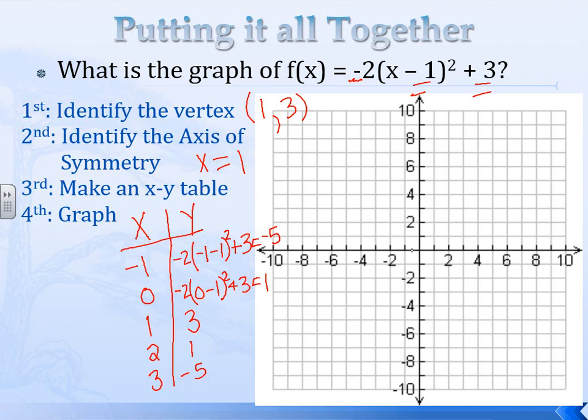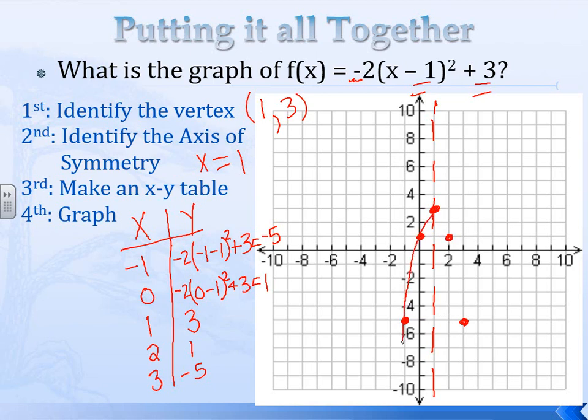Now let's graph. Again, we're going to start with our vertex, so we're going to go to the right 1 and up 3. Through our vertex, we're going to put our axis of symmetry. Now let's graph the other numbers in our table. First one is going to be negative 1, negative 5. And that one has a reflection on the other side of 3, negative 5. Next we go to 0, 1, and it has a reflection on the other side at 2, 1.